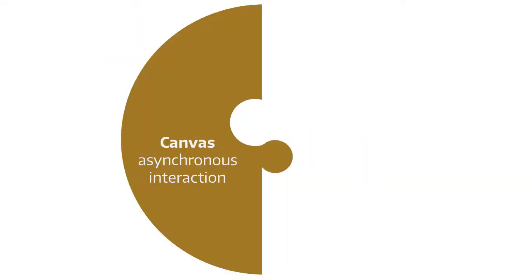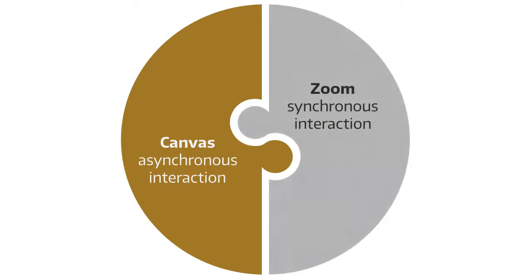Canvas is the learning management system that serves as a primary conduit for learning and course materials. It is used for asynchronous, or not in real-time, interaction in between real-time classes. Zoom is the primary technology used for real-time, synchronous interaction occurring at the designated course time.